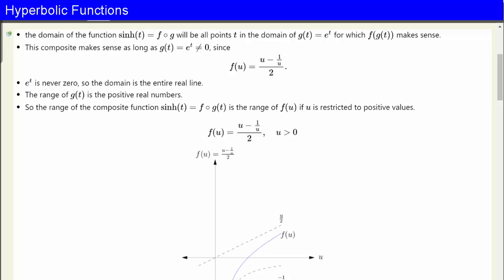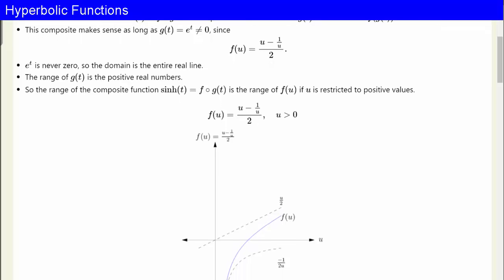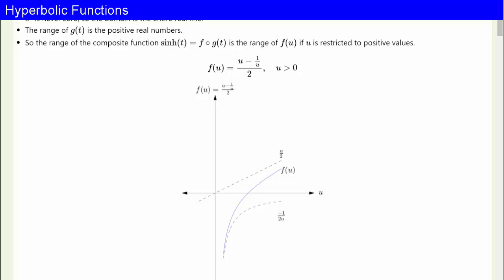This composite will make sense as long as g of t is different from 0, since f of u is just the difference of u and 1 over u, divided by 2. But e to the t is never 0, so the domain of the composite function f composition g is the entire real line. Now the range of the function g of t equals e to the t is the positive real numbers. So the range of the composite function sinh t equals f composition g is the range of f of u if u is restricted to positive values.